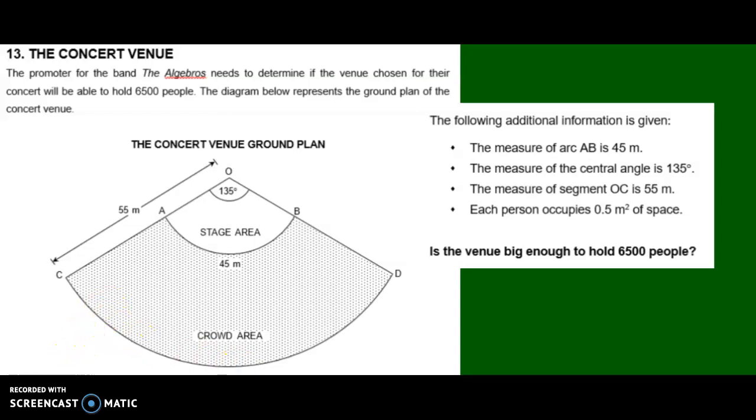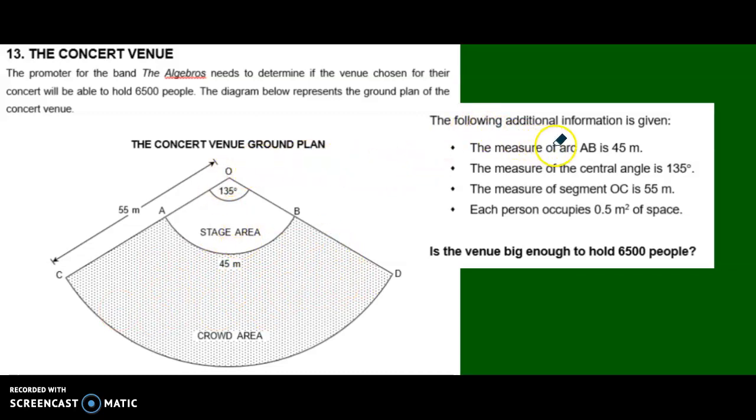Here's another question. Let's try this one. Let's see what it says here. The concert venue. The promoter of the band Algebros needs to determine if the venue chosen for their concert will be able to hold 6,500 people. The diagram below represents the ground plan of the concert venue. So this is the stage. This is where the crowd will be.